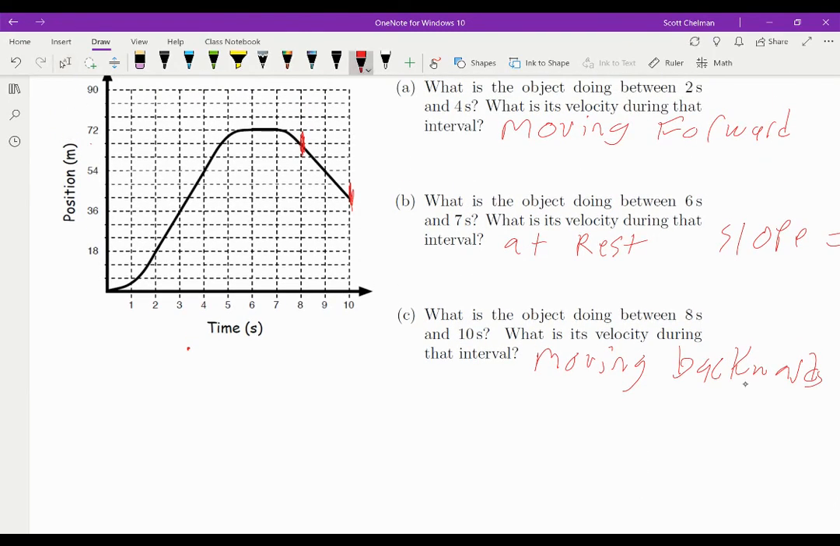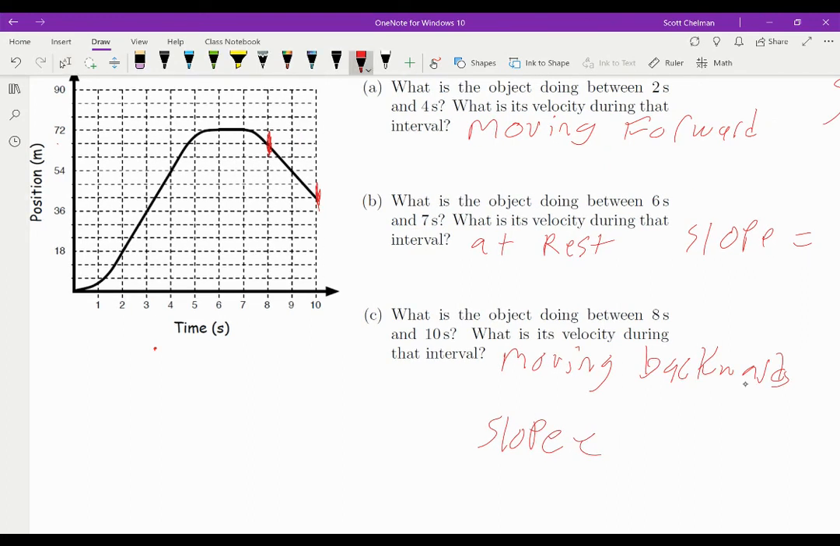Okay, so at 10 seconds, what's the position? Is it about 66 meters? And then at 8 seconds, what's the position? Like 42-ish. Oh, I think you flipped them. Oh, yeah, I'm sorry.